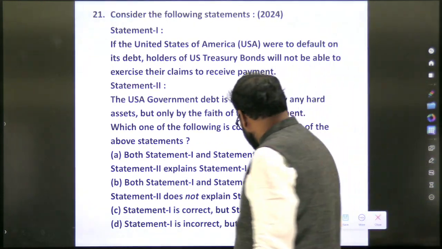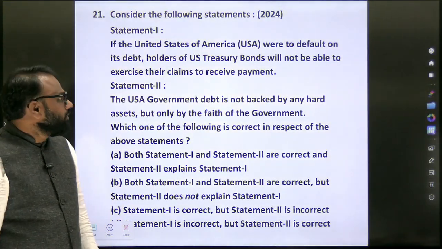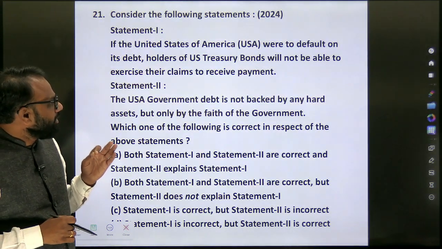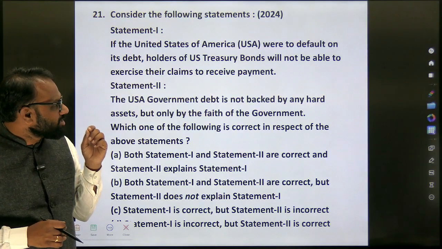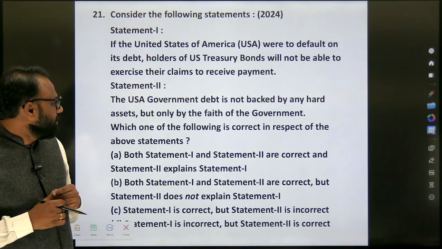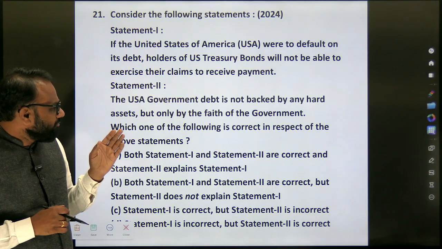Okay, so now this question is a bit tricky. Consider the following statements. If the United States of America were to default on its debt, holders of US Treasury bonds will not be able to exercise their claims to receive payment. The USA government debt is not backed by any hard assets, but only by the faith of the government.